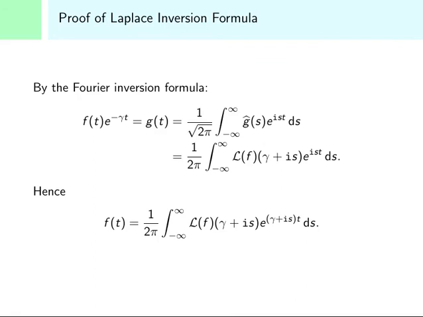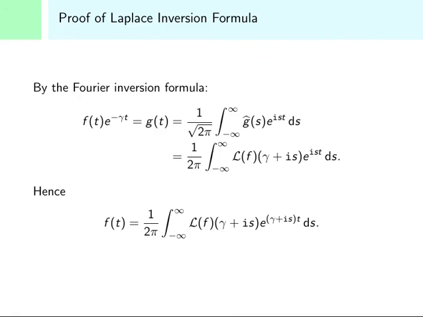On the other hand, we can apply the Fourier inversion formula. So recall that f of t times exponential negative gamma t equals g of t, just by definition, which equals 1 over square root 2 pi of the integral from minus to plus infinity of the Fourier transform of g in s times exponential ist ds. And now we can just plug in the Fourier transform of g. We get 1 over 2 pi times the integral from minus to plus infinity of the Laplace transform of f at gamma plus is times exponential ist ds.